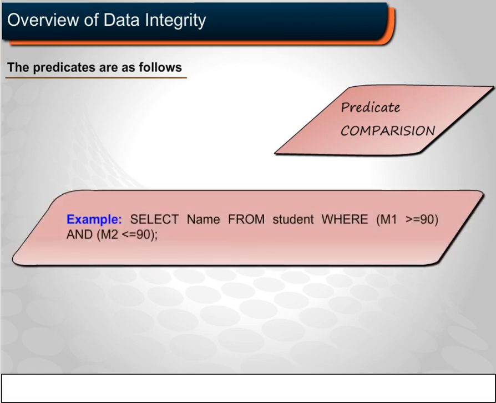Example: select name from student where M1 is greater than or equal to 90 and M2 is lesser than or equal to 90.